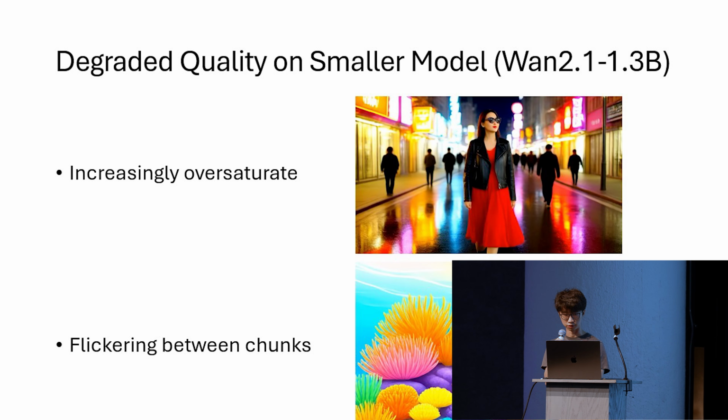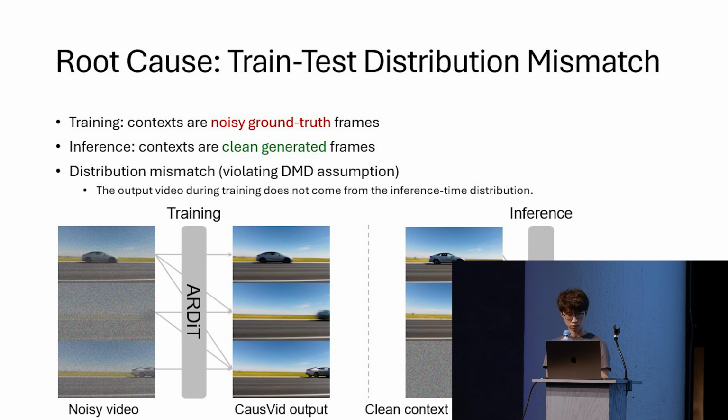So we found that the root cause is still just a train-test distribution mismatch. Basically, you are training your model on one distribution, but you are testing your model with another. In the diffusion forcing training paradigm, when you generate one frame, it's conditioned on context that's noisy, and also they are ground truth frames. You take a ground truth video from your data set and use it as the input. So all the previous frames are perfect ground truth video from your data set.